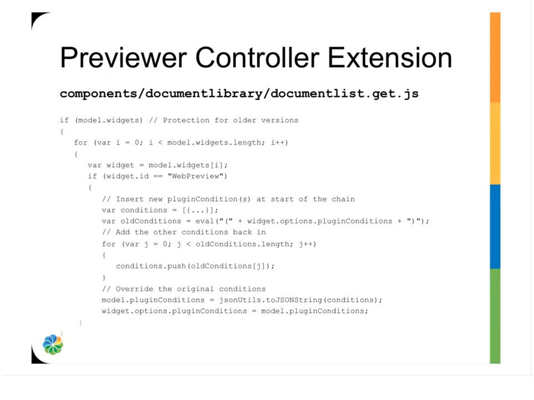So we've got an if statement up front there. We're saying if this widgets object is in the model, it might not be if we're running in a version of Alfresco before 4.2. And if it is, we're going to iterate through the widgets that have been set up by the controller.